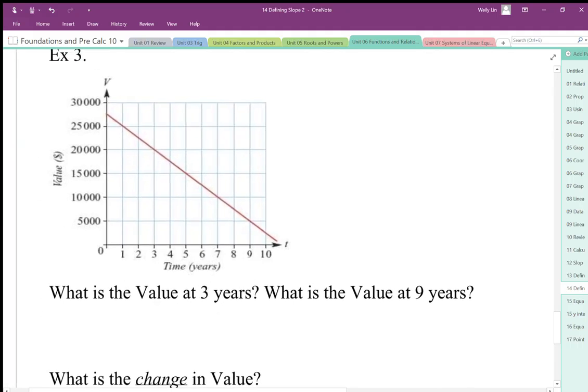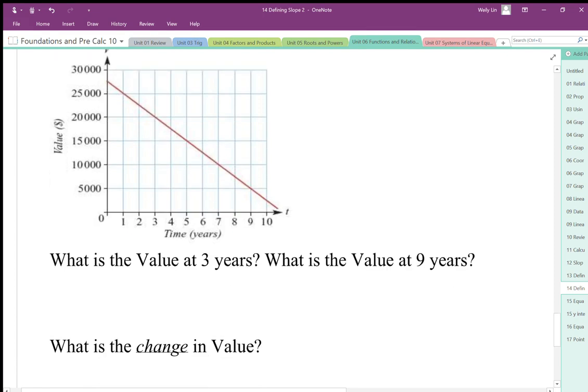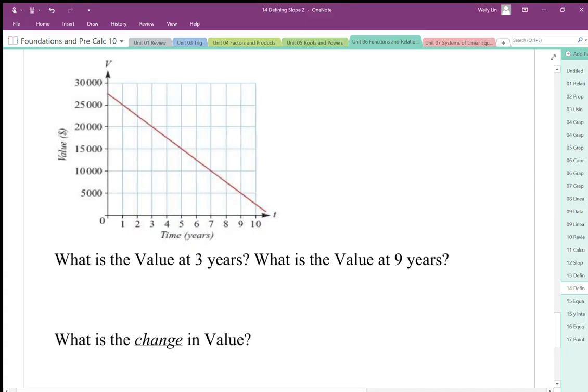Here we have a value of some object. It looks like it's pretty expensive, so maybe a car or something like that. And it's being compared over time. So time is our independent variable, our input. The y or the value, our dependent variable, is going to be the value of the object that we're in question here. So again, what we want to find out is the slope of this and look at the units of this slope.